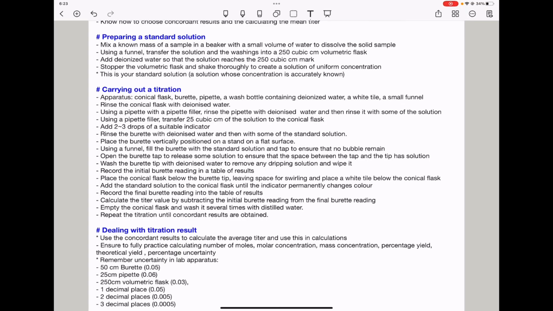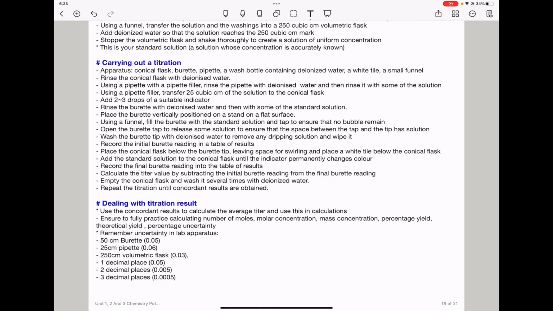And calculate the titer value by subtracting the initial burette reading from the final burette reading. Empty the conical flask and wash it several times with the deionized water, and then repeat the titration at all similar conditions until concordant results are obtained. The next part is about dealing with titration results. Here you need to use the concordant results to calculate the average titer and use this in the calculations.